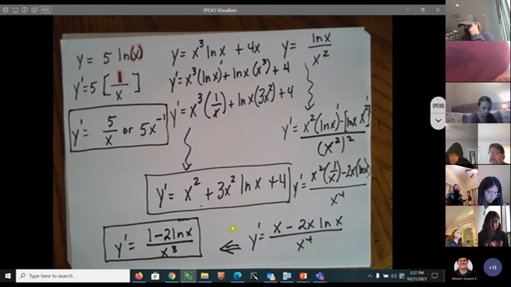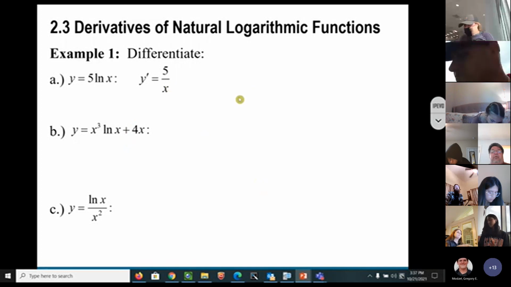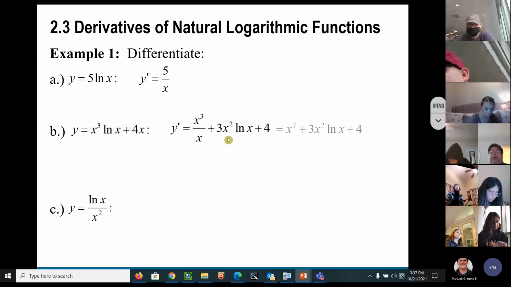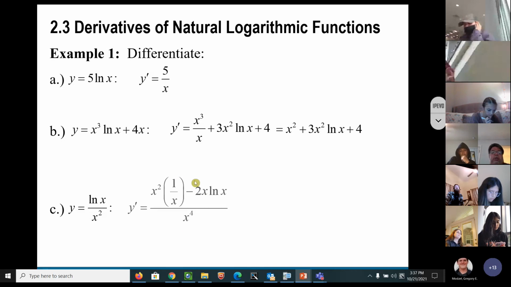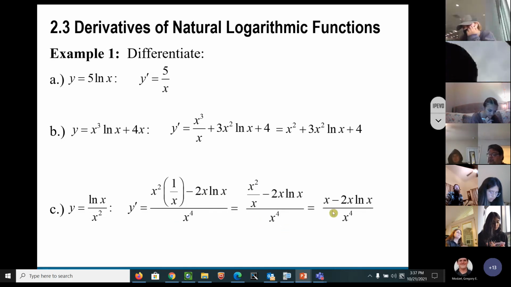So let's check to see what they got. 5 over x, x to the third over x. Okay, they didn't cancel. There we go. x squared plus 3x squared natural log of x plus 4. And then the last one, x minus, okay, that's supposed to be an x, sorry.